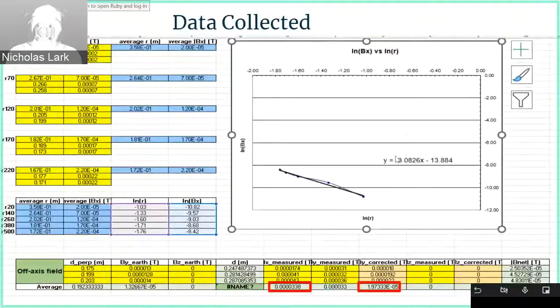Here's the data collected. The two most notable pieces of data that we'll refer to later in the lab are, first, the graph right here. As you see, the slope of this graph is -3.08, very close to what it really should be, which is -3. And we also have these two values circled in red, which we will test using our computational model to see how close we really got.